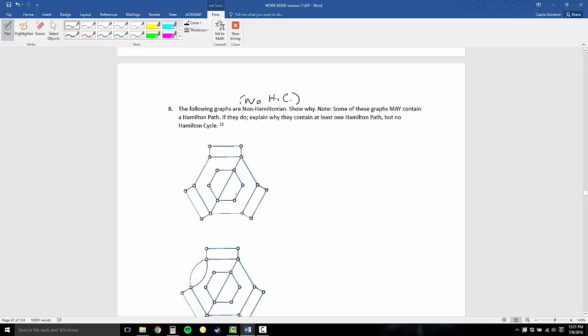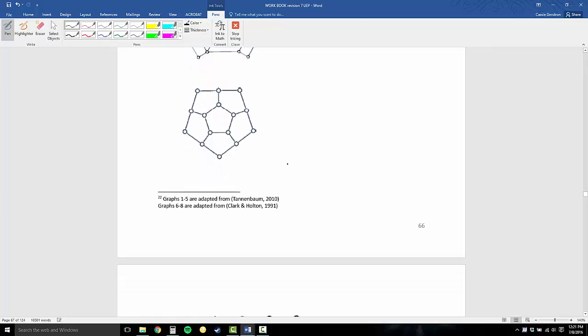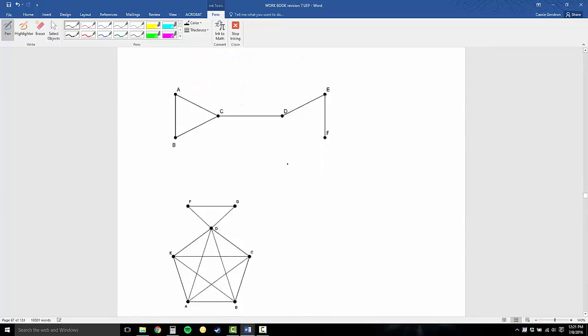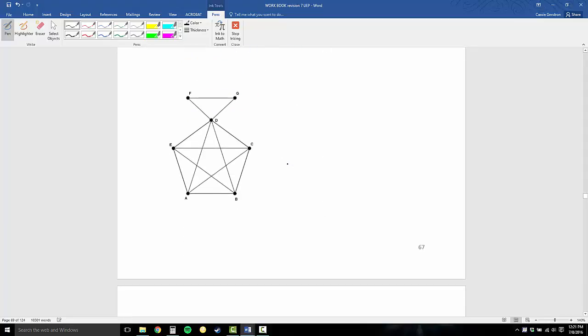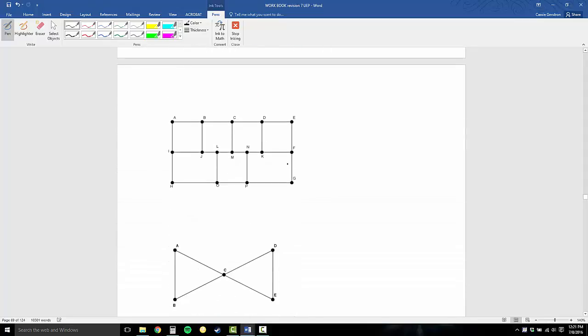They may contain a Hamilton path, but I want you to explain why they have no Hamilton cycle. Same with these. If it's disconnected, can it have a Hamilton cycle? Think about that. This one is totally extra credit. This one's really hard. Plus 5 on your next quiz if you can figure out why it doesn't have one.